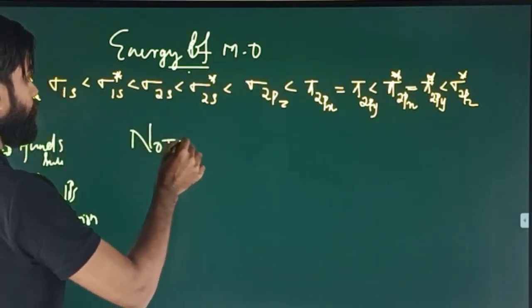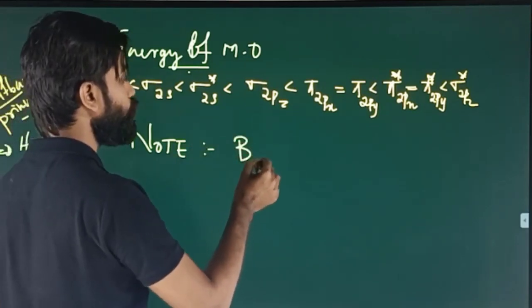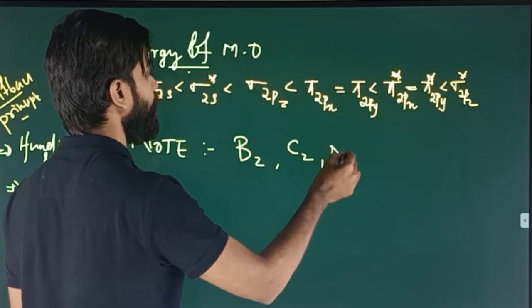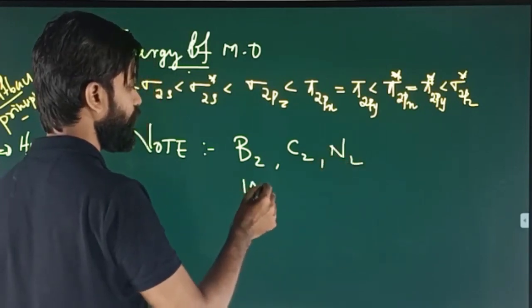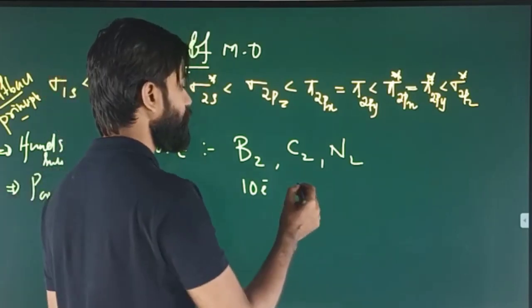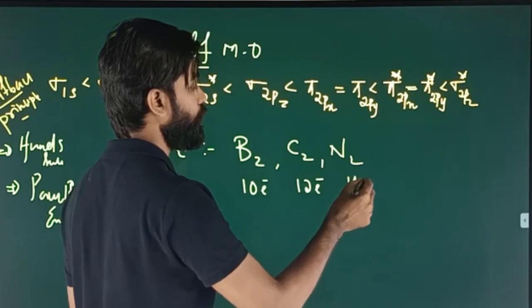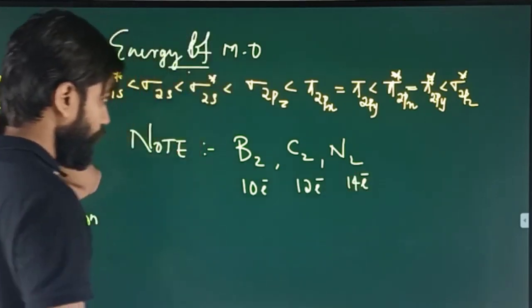There is an exception for elements like B2, C2, N2, which means species with 10 electrons for B2. Boron has 5 electrons, so B2 has 10 electrons. Carbon has 6 electrons, C2 has 12 electrons. Nitrogen has 7 electrons, N2 has 14 electrons.